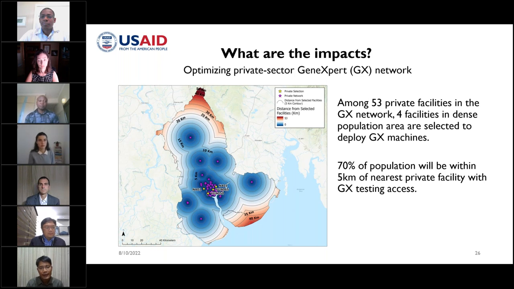On the other hand, we also conduct the spatial analysis for the private GeneXpert network, because with the current political crisis situation, public facilities are facing a serious human resource shortage problem. So we are considering to put the GeneXpert machines in the private facility. So we identified 63 private facilities, and among them, we selected 4 facilities in the densely populated area. If we can establish the sample referral network between the different facilities, our private GeneXpert network will cover 70% of population within 5 kilometer distance. Next slide, please.